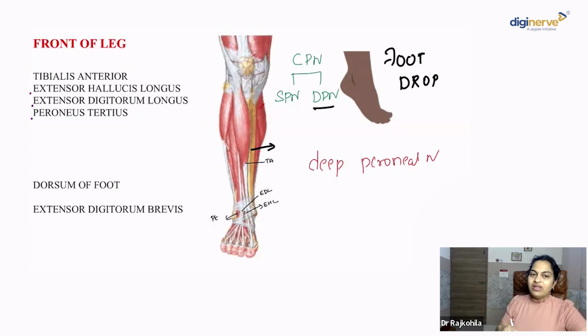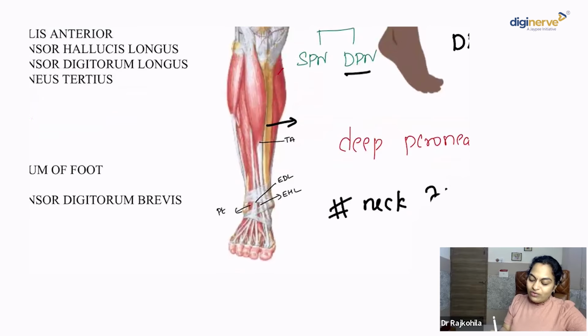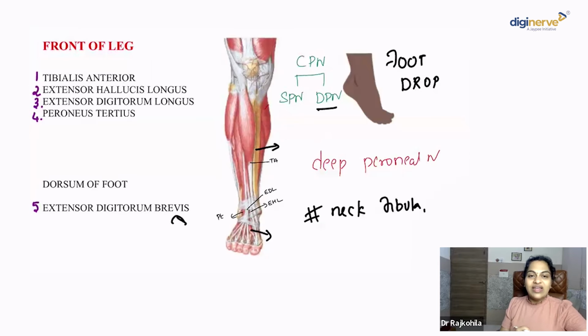So the patient will present with a high stepping gait, characteristic of deep peroneal nerve injury, and please do remember fracture neck of fibula. And one more muscle in the dorsum of the foot, the extensor digitorum brevis, that is again innervated by the deep peroneal nerve.